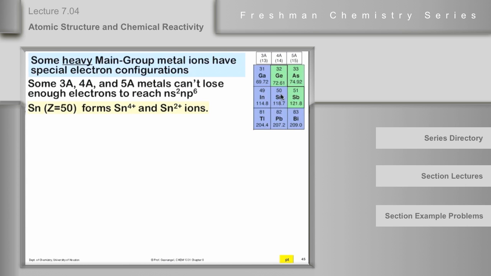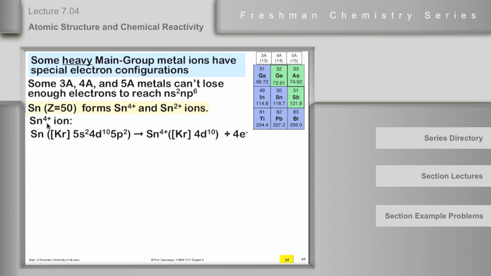It's under carbon, a few steps down, and it can't lose enough electrons to make it all the way over to the next noble gas this way, or gain enough to go this way, or lose enough to go that way. So it does something different.